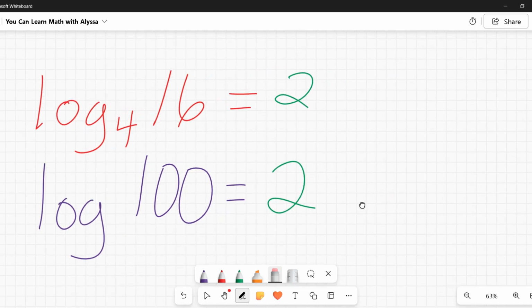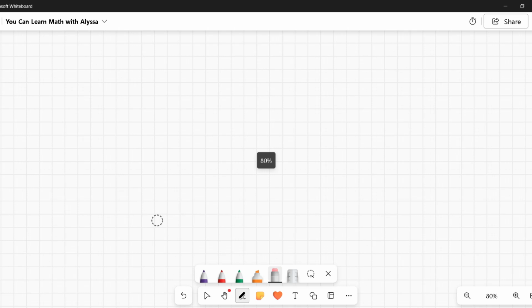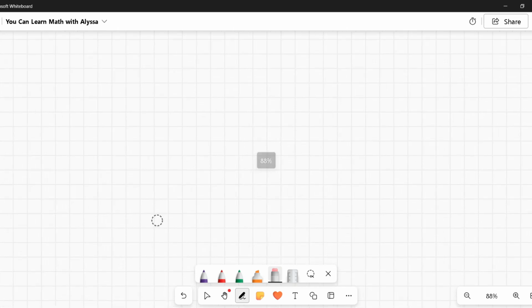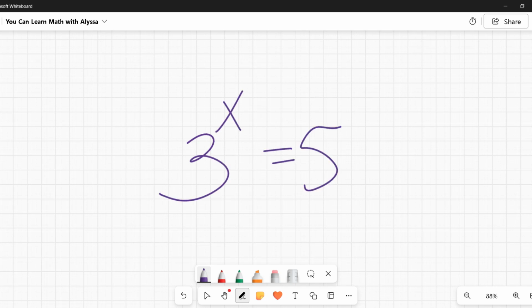And the final thing most people ask that I'll try to answer for you is, why would you want to use this? You want to use this because there are times when you're trying to solve for that exponent. Like if I said 3 to the power of x equals 51, how would we solve that? How would we do that?